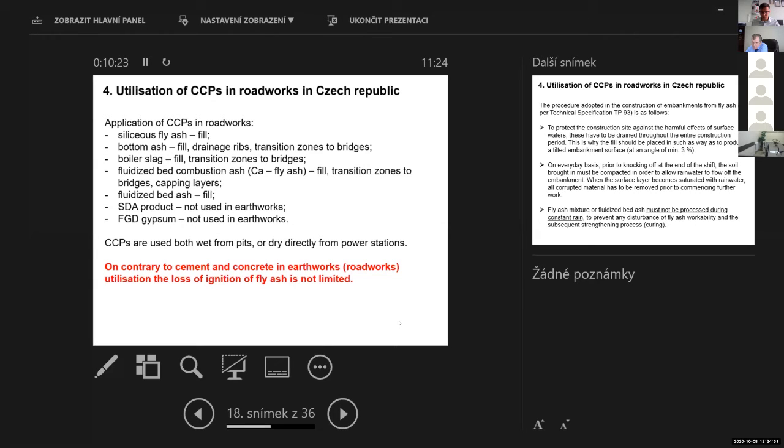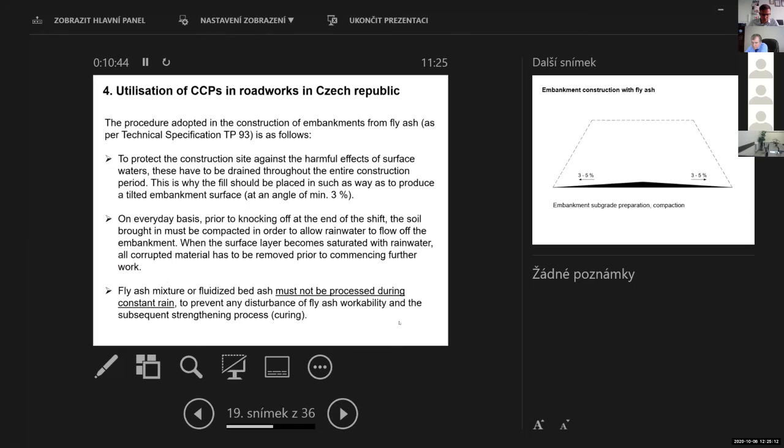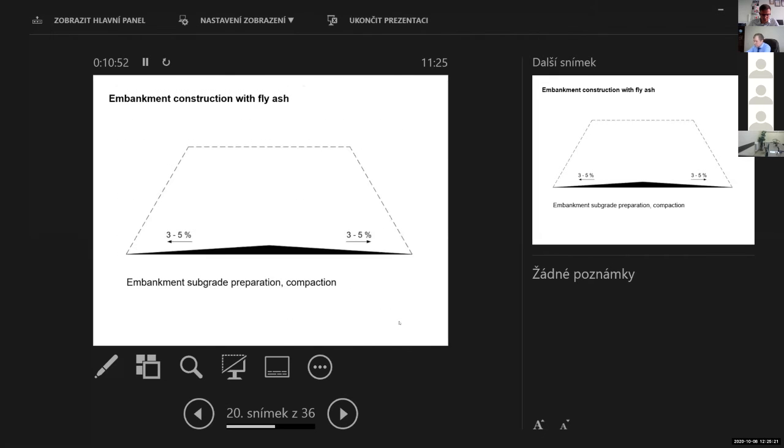Coal combustion products are used both wet from pits or dry directly from the power station. It is necessary to stress that, in contrast to cement and concrete, the parameter of loss on ignition is not limited in the case of using fly ash in earthworks. And how is fly ash used as fill? It's shown on the following slides.